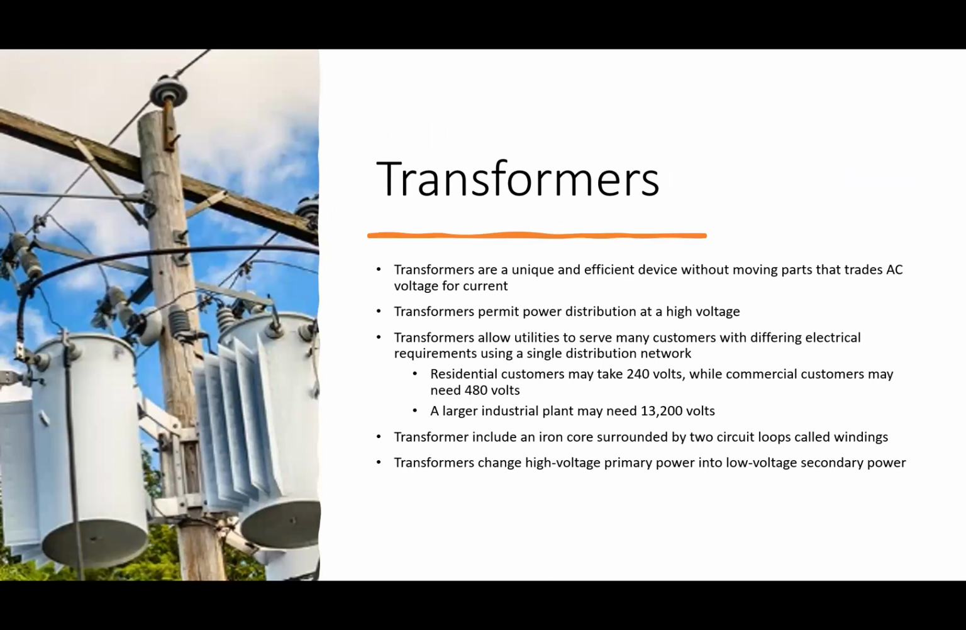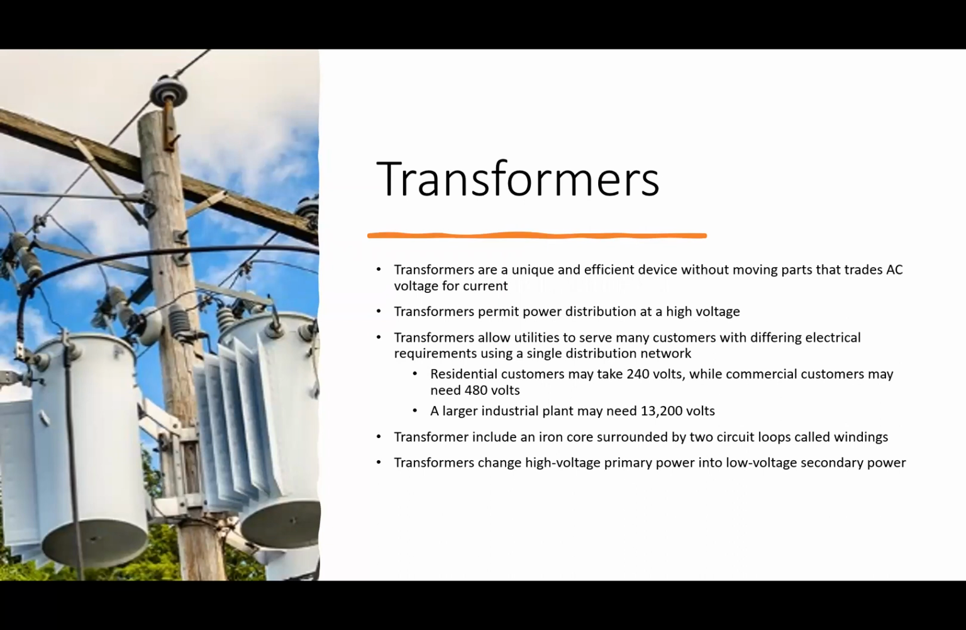Now, transformers. Transformers are unique and efficient devices without moving parts that trade AC voltage for current. Transformers permit power distribution at high voltages. This minimizes the line losses, like I said in the last slide, and allows the delivery of a variety of lower voltages for building services.